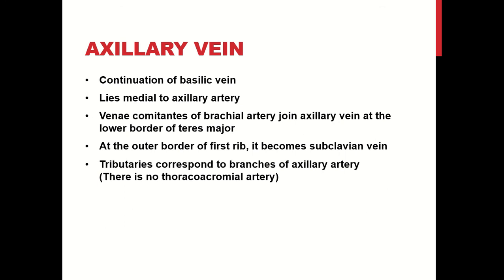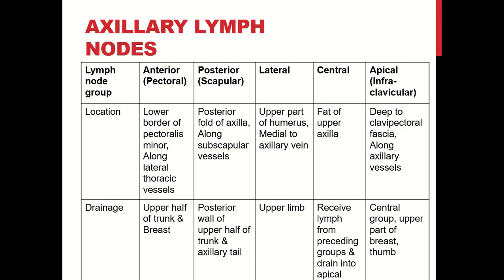Now we will study about axillary vein. It is a continuation of basilic vein. It lies medial to axillary artery, and venae comitantes of brachial artery join axillary vein at the lower border of teres major muscle. And at the outer border of first rib it becomes subclavian vein. Tributaries correspond to the branches of axillary artery, and there is no thoracoacromial vein present here.